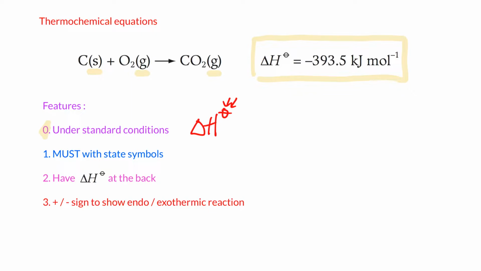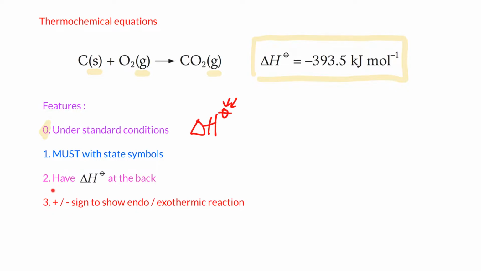Second one, the first feature: mass with state symbols. They won't remind you like other equations. Whenever you are asked to write a thermochemical equation, you must have a state symbol for every single chemical involved in the equation. Second, you must have a delta H sign at the back. So you must have these sections at the back to show some important information.